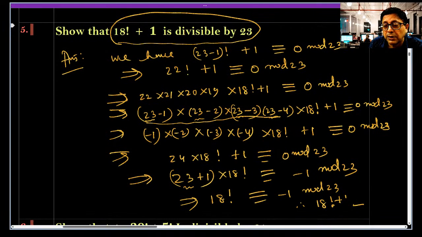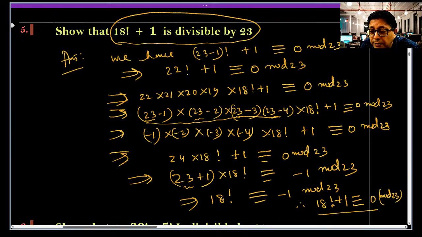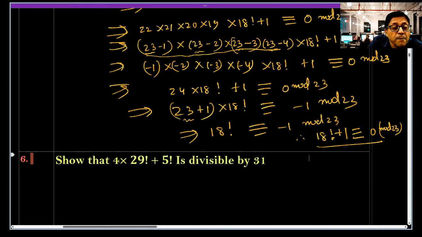18 factorial plus 1 congruent with 0 mod 23. Clear? So this is divisible by 23. It is proved. Try the next one. All this can be proved, and you are playing with factorial symbols.